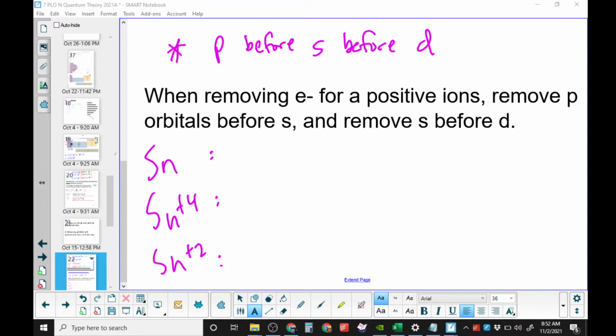So if I wanted the electronic structure of chromium, I would go 1s2, 2s2, 2p6, 3s2, 3p6, 4s2, and then chromium's there, 3d, 1, 2, 3, 4. And you just count it along. Does that make sense? So let's do it for tin.